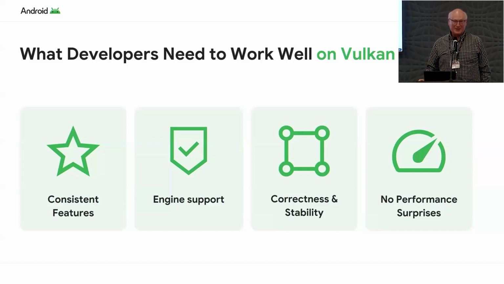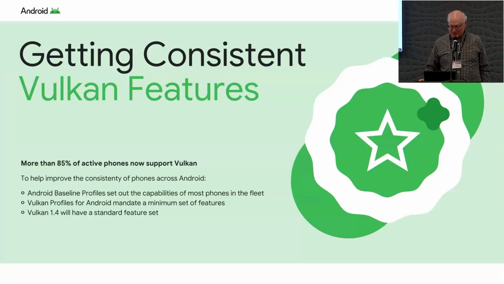We're trying to work on engine support, correctness, stability, performance. We don't want performance surprises. It's like, okay, yeah, great. This phone is 2x faster than that phone. It should be 2x faster on average for everything. There shouldn't be cases where it's 100x faster, right? We don't want performance surprises. So I'll talk about what some of these things mean then.